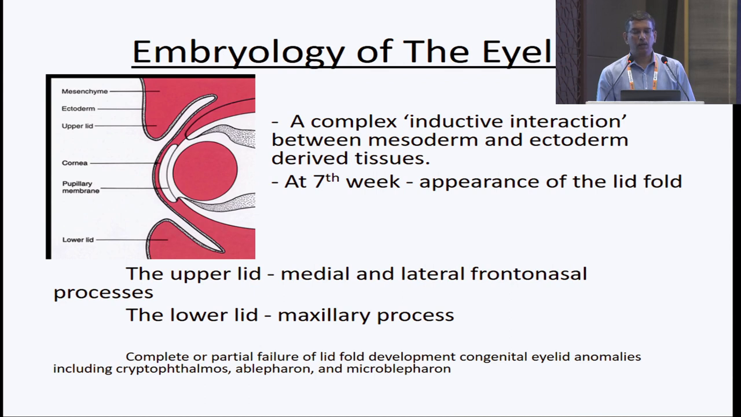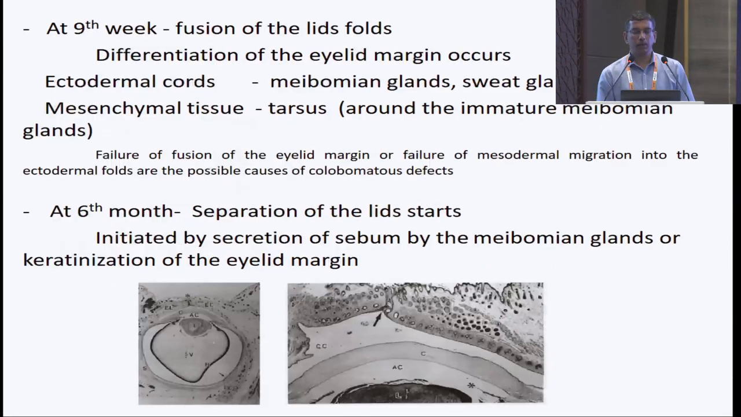It basically starts at the 7th week, and by the 9th week both lids fuse. That fusion is required for the differentiation of the lid margin. There are ectodermal cords which migrate into the developing lids, which form the Meibomian glands, sweat glands and cilia. So there is ectoderm and mesodermal tissue which forms the basis for the development of Meibomian glands and mesenchymal tissue as the tarsus. These fused lids then separate at the 6th month of gestation, and that separation of the lids completes the development of the lid.